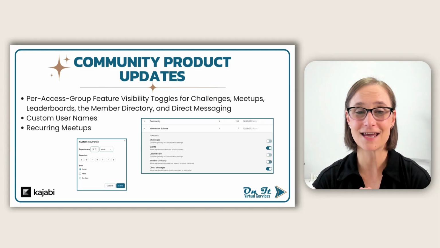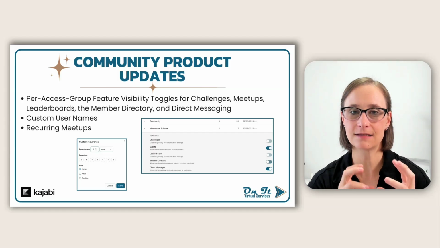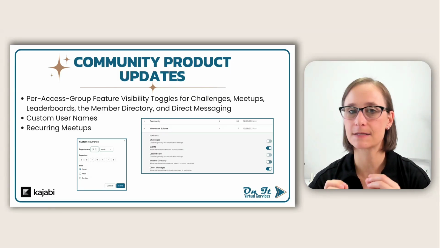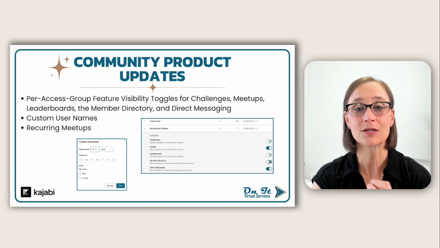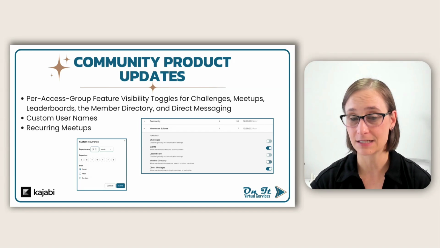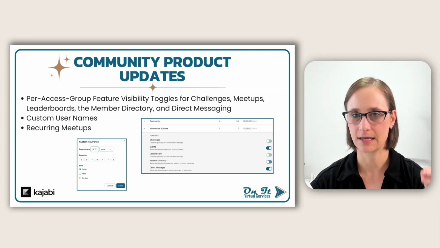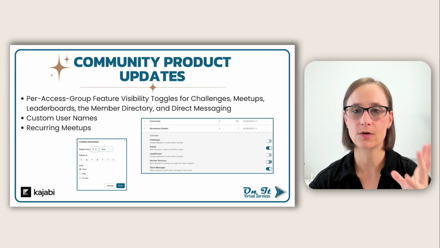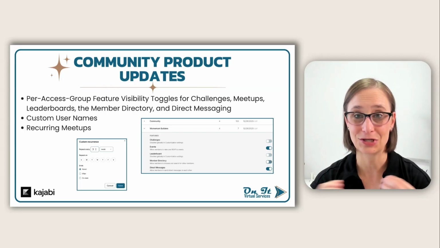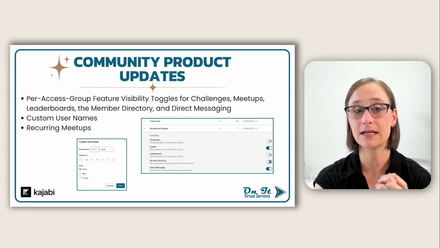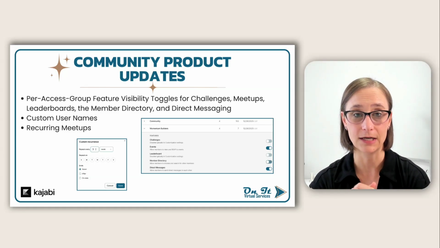Also in the community is the ability to set the functionalities for challenges, meetups, leaderboards, member directory, direct messaging, all that kind of stuff, those features per access group. So before, you had to set that for everybody in the entire community as a global setting. Thank goodness they fixed that, because that was really frustrating. So for every access group, now you can adjust whether they have a challenge board or a leaderboard, whether they can direct message each other and stuff like that. So that is really, really great for customization. So you can see those in the backend settings of the community.